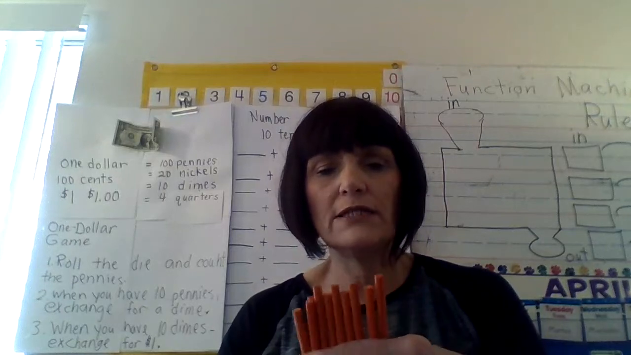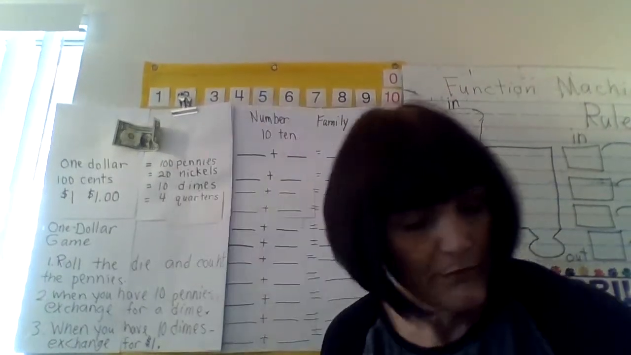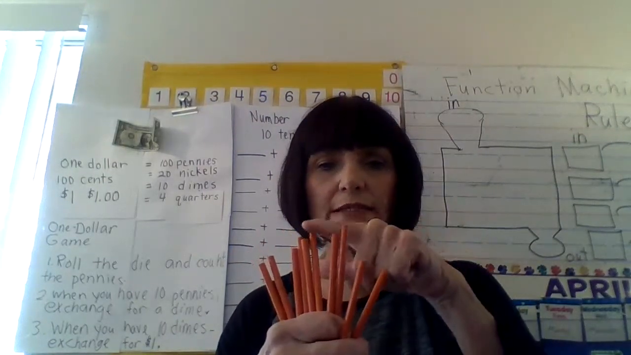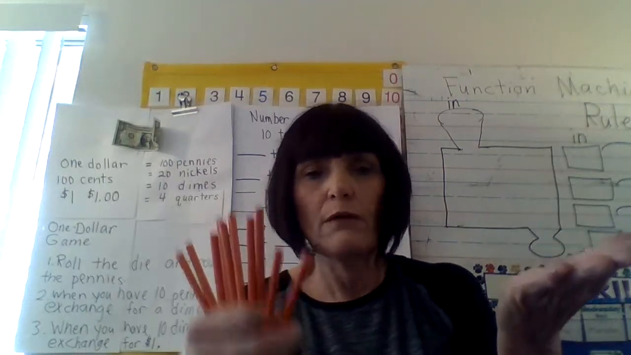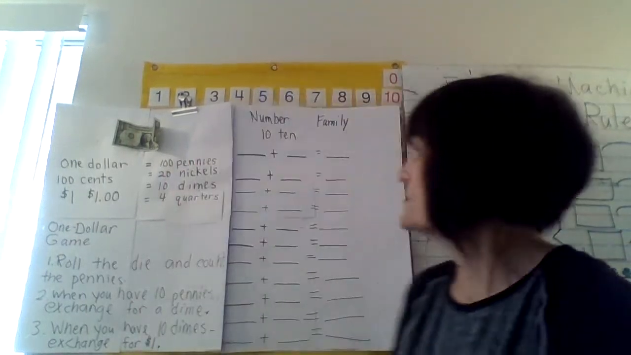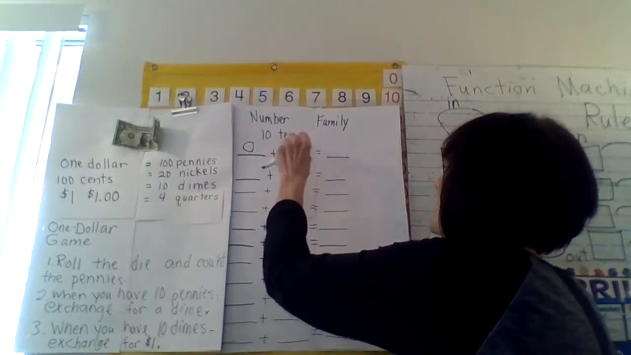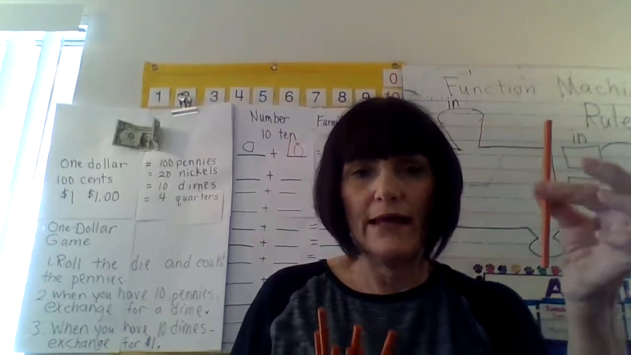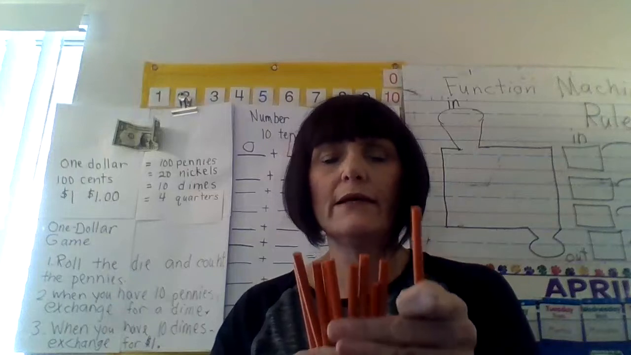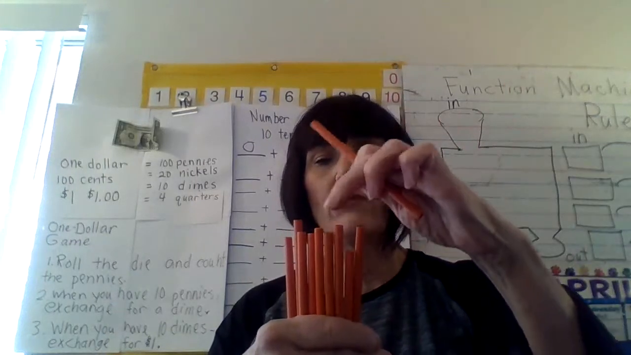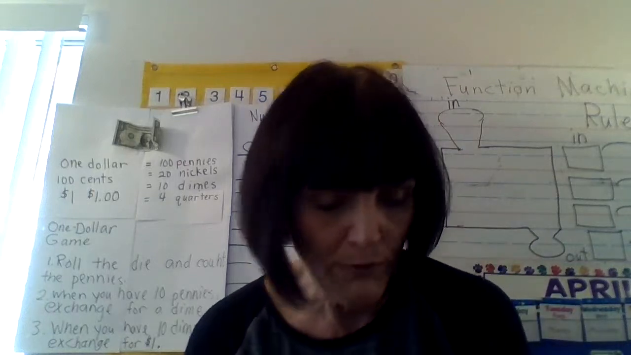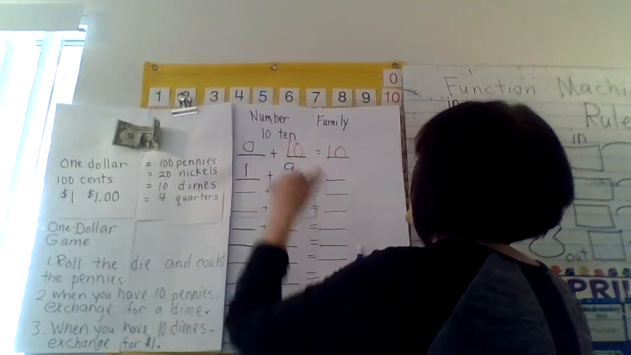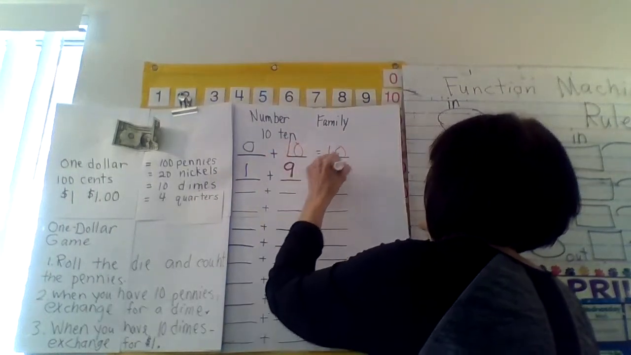If I hold all 10 right here in my right hand, there they are, 1, 2, 3, 4, 5, 6, 7, 8, 9, 10. 0 plus 10 equals 10. Then if I put 1 in my left hand and 9 in my right hand, do I still have 10? 1, 2, 3, 4, 5, 6, 7, 8, 9, 10. I still have 10, so 1 plus 9 equals 10.